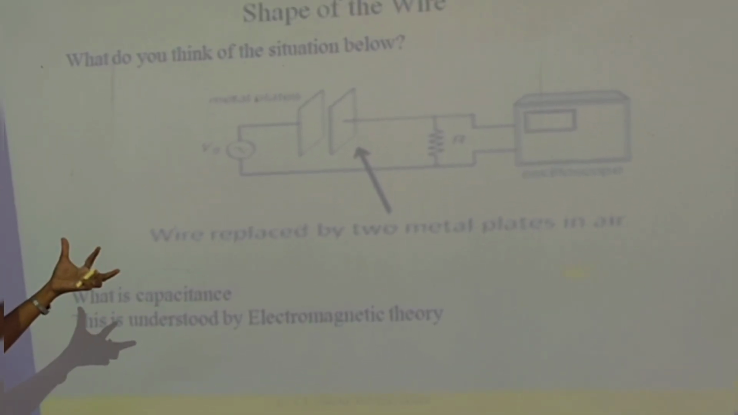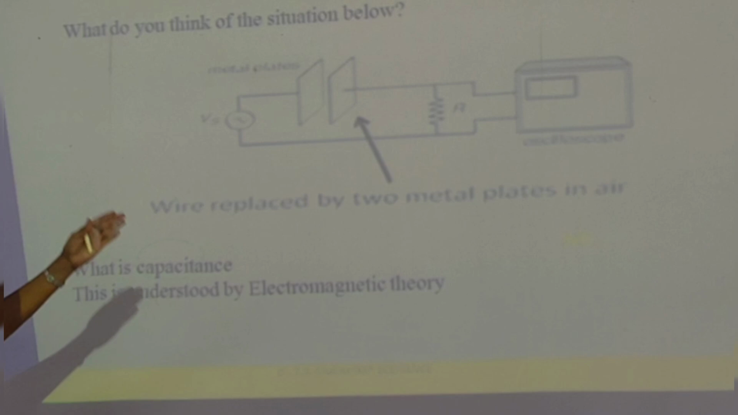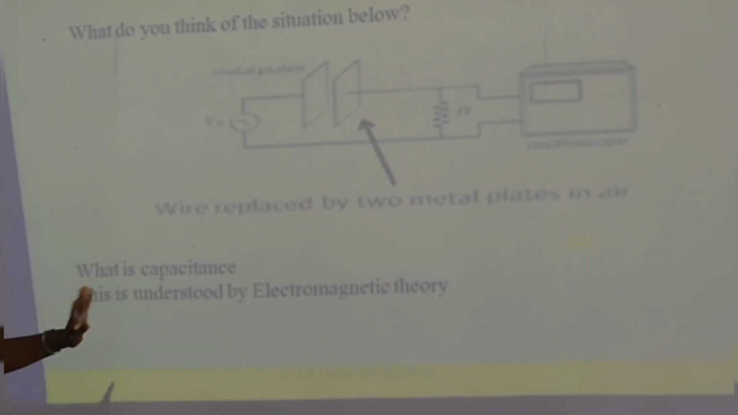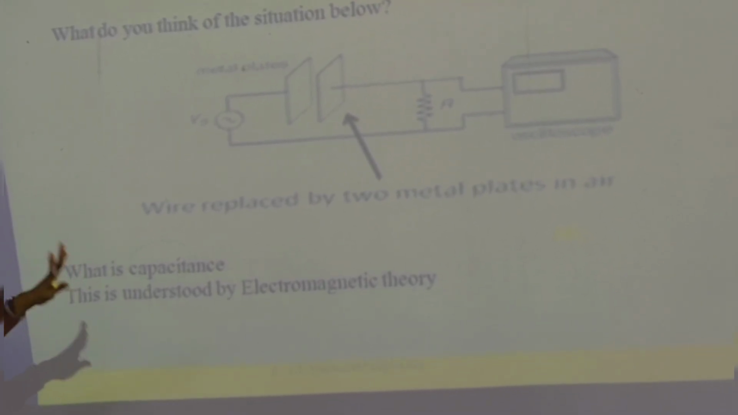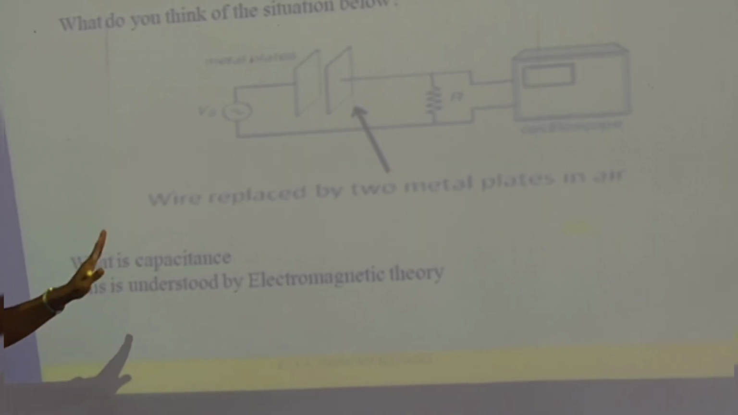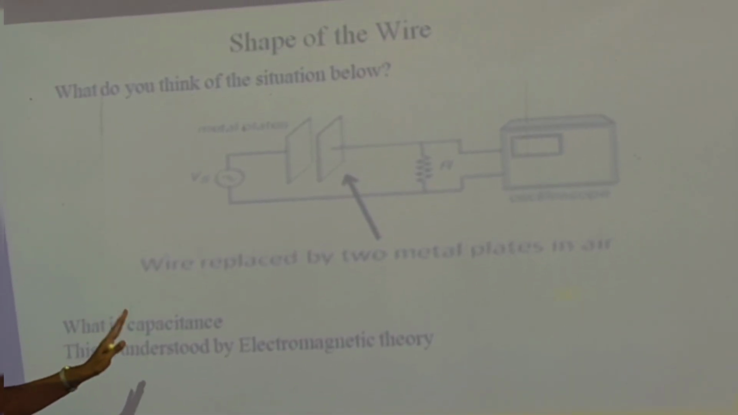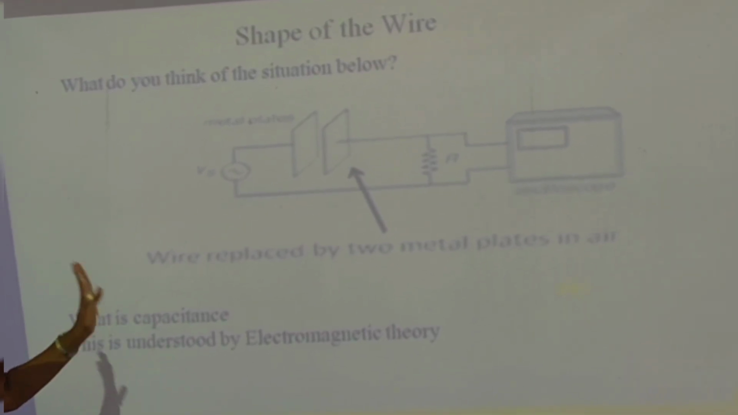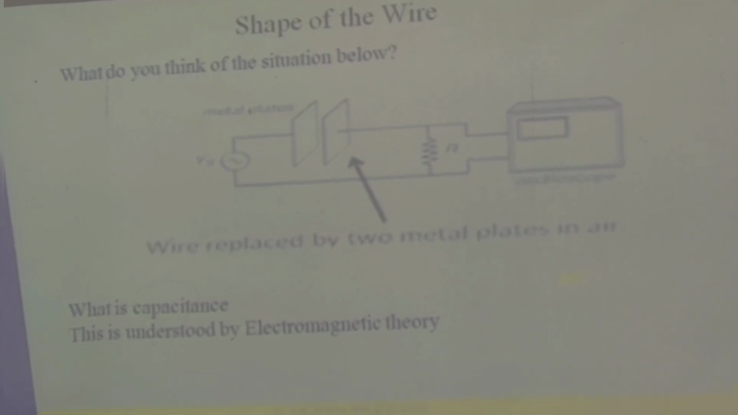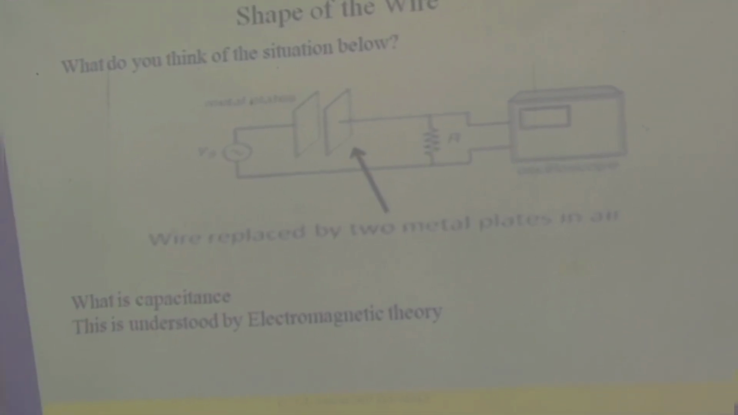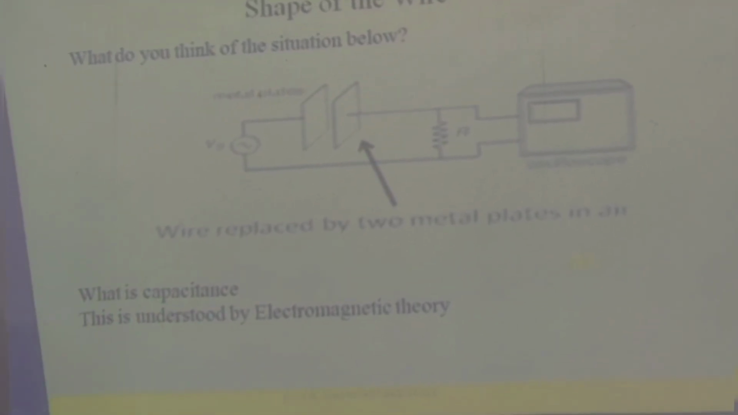So these are two metal plates. In between the metal plates there is a gap. It is not joined together. So from circuit theory, the output will be 0, because the wire is cut, no current flows through the wire, output is 0. So when coming to electromagnetic field theory, we consider this as a capacitance.